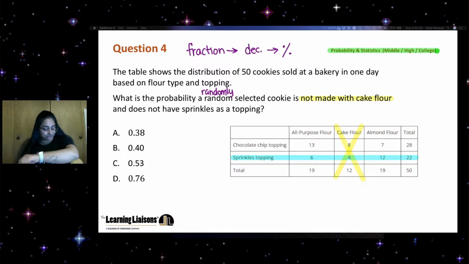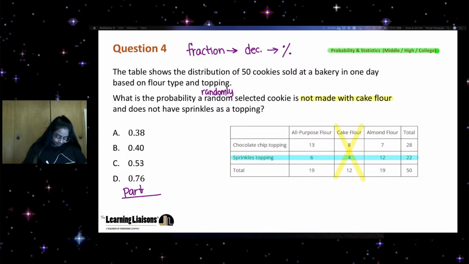Okay, so let's start with writing out in words our fraction and what it would look like. Remember, the part is the piece you're looking for. So the part over the whole, which is also known as the total. So let's rewrite that: the part we're solving for over the total.